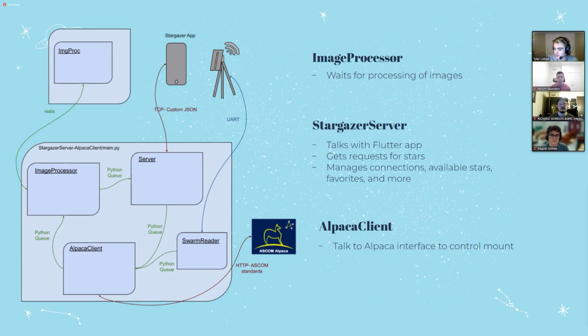And then we have the Alpaca client. It talks directly to the Alpaca interface. So this is where we're actually telling the camera and the telescope to do things. It receives stars to image from the Stargazer server, and then it gets that image data back and hands it off to the image processor. And then the image processor sends those completed images to the actual image processor, more on that later, and waits for the results. And then it passes those stacked and processed images back to the Stargazer server to view in the app.